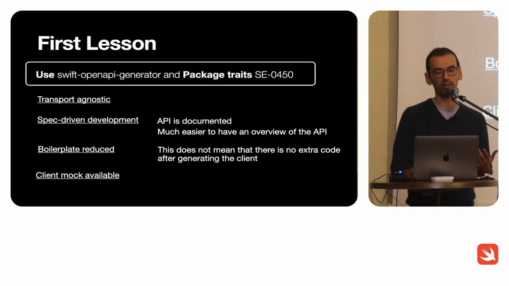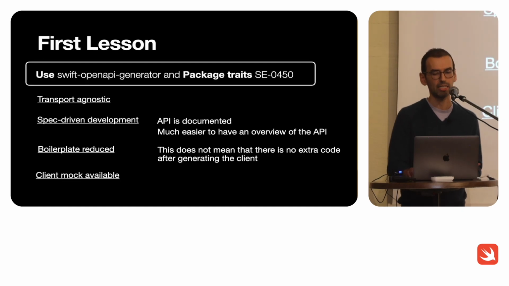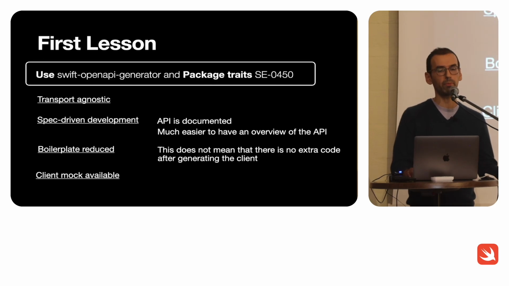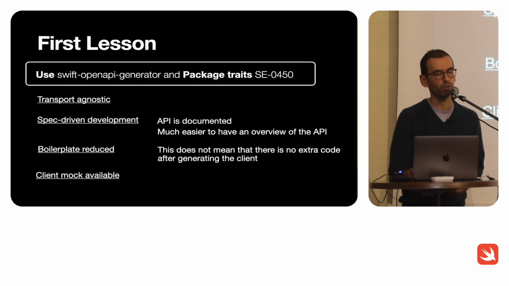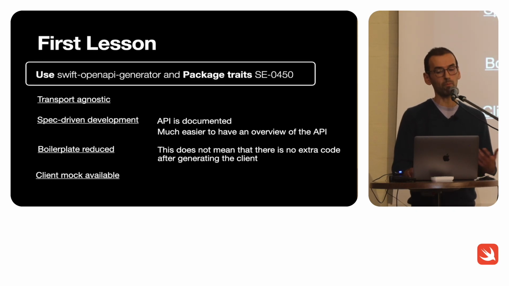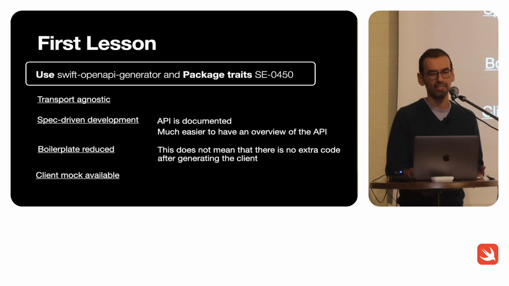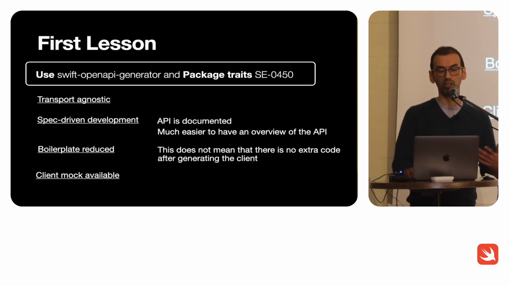It's really good to develop it this way because the API is documented, and you also get some really nice things by using the swift-openapi generator. It's transport agnostic, so it's going to run on different platforms, and you can also test it because you can mock the client. And you will probably have to also write a thin layer around the generated code, because the generated code can change, and you don't want to break the public API that you're offering with your HTTP client. Nevertheless, it's going to reduce a lot of boilerplate.